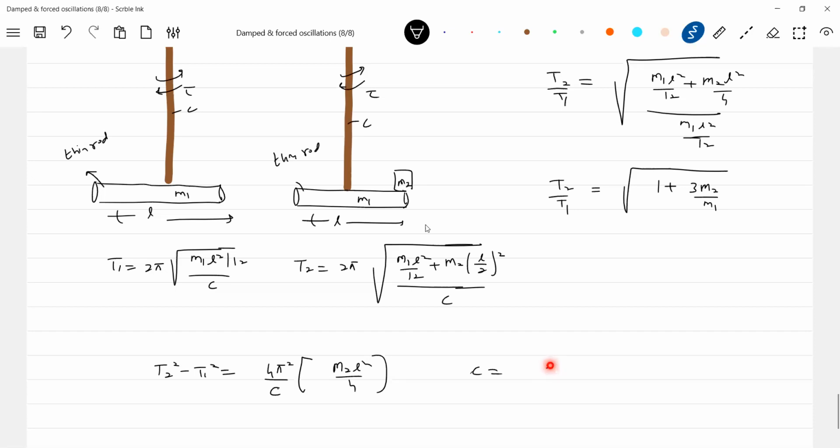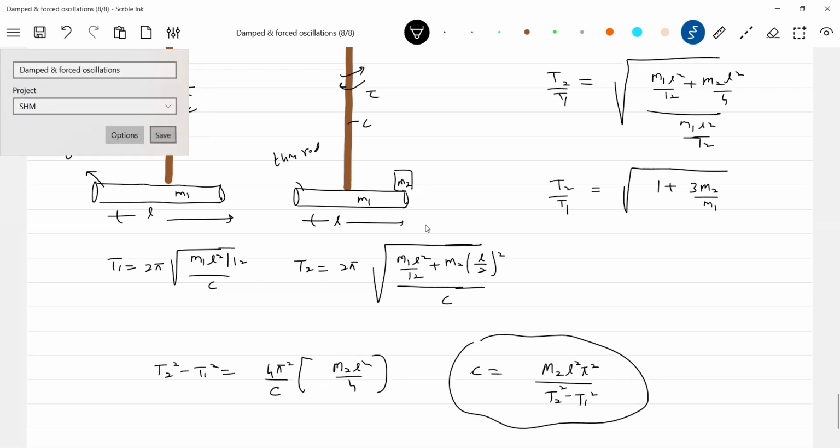Okay, pi square. So this will become m2 L square pi square by... Okay, these are the types of numericals you can expect in torsional oscillations. All of you got the idea.